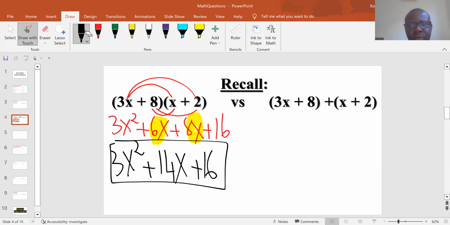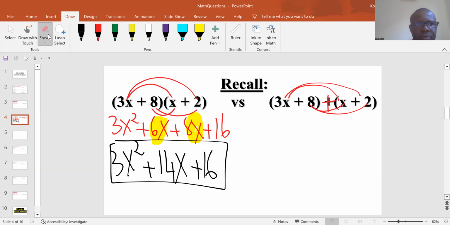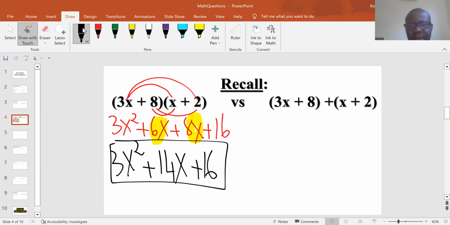On the other side, we will not distribute the 3x to x plus 2 or 8 to x plus 2 like we did in the first part. We will not do this. No, we will not do that. That's why we have a positive sign between the two polynomials. It can be a negative sign, but instead what we'll do is remove the parentheses and combine like terms. That's it.